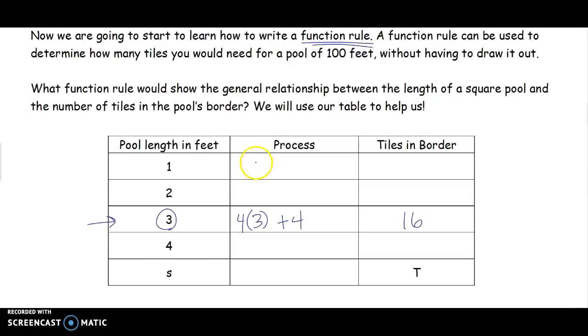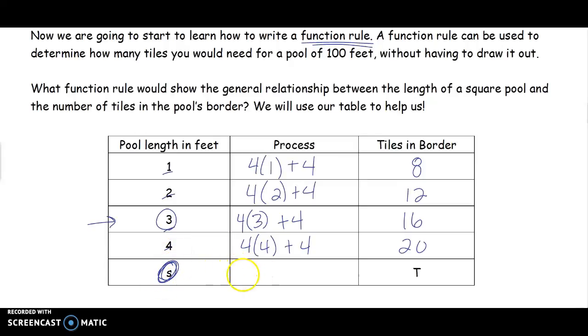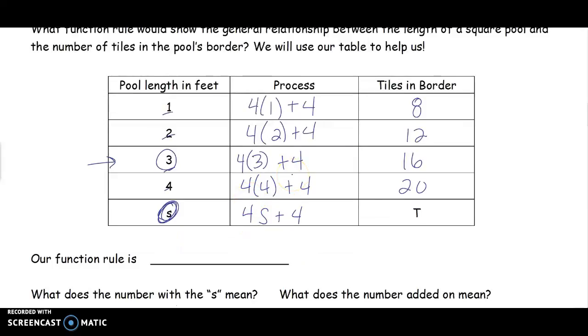So we did the same with the 1 by 1. So for every 4 sides, we put 1 tile, but then we added our 4 corners, which gave us 8. Okay, 4 times 2 is 8 plus 4 is 12. And then 4 times 4, because now it's a 4 by 4, plus 4 is 20. So basically what we're doing is we're putting these numbers into the parentheses. But what happens if I give you a variable? If we were to put the variable into the parentheses or next to it, what you just came up with was your function rule.